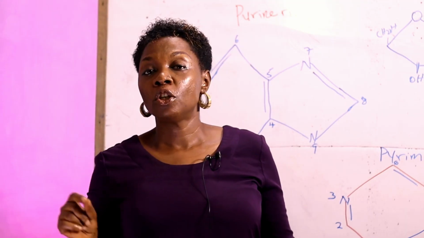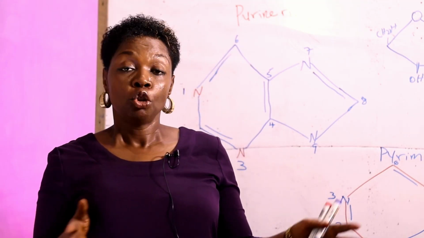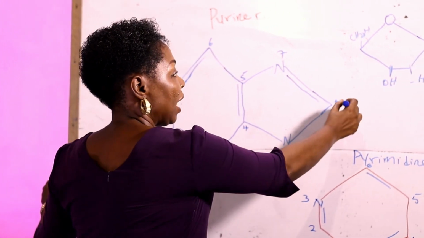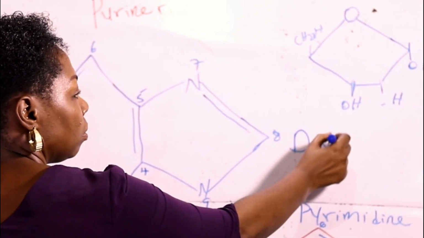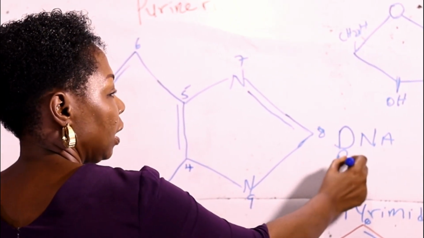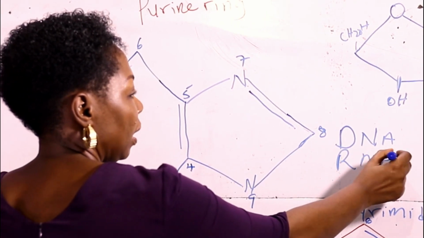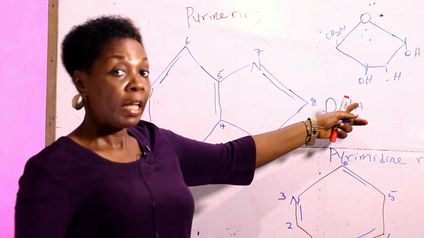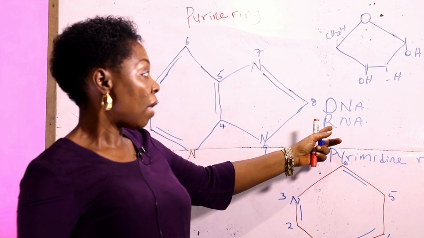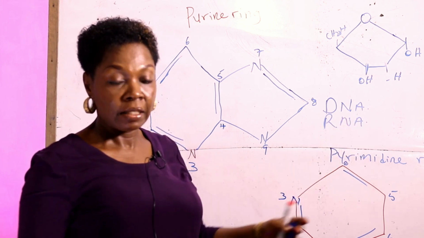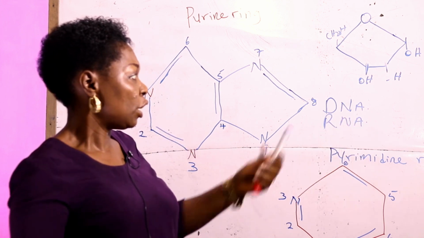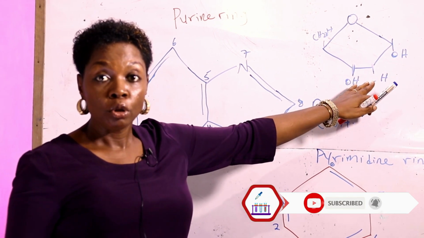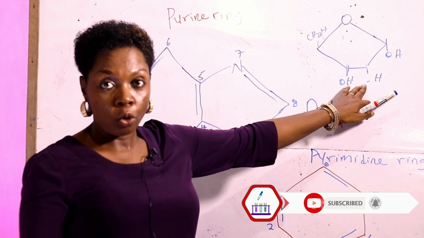Now, the two major nucleic acids we're going to be looking at during the course of this lecture are the DNA and the RNA. In other words, deoxyribonucleic acid and ribonucleic acids. So what is the difference between these two? It's actually resident in the carbon sugar atoms.